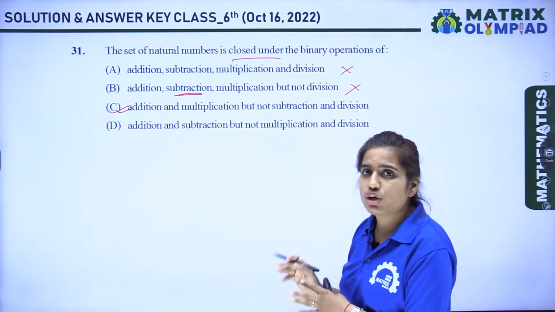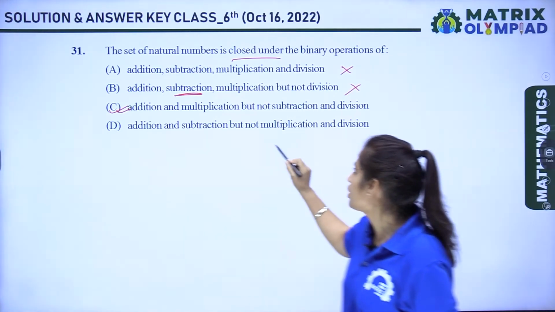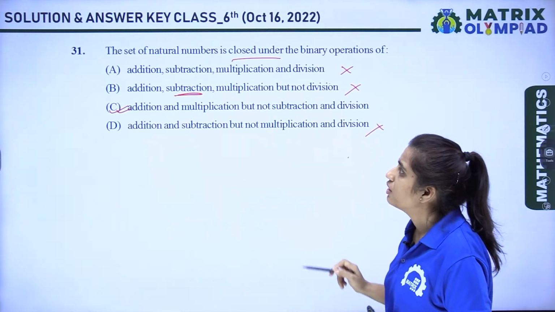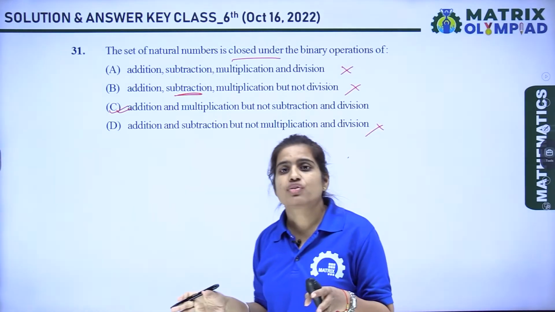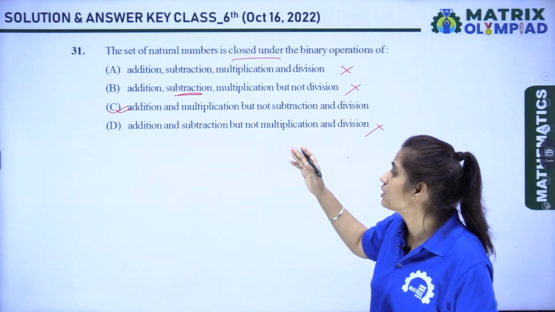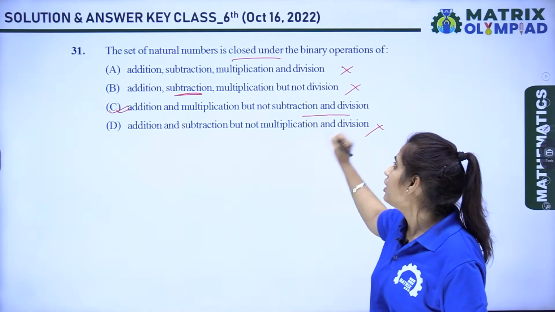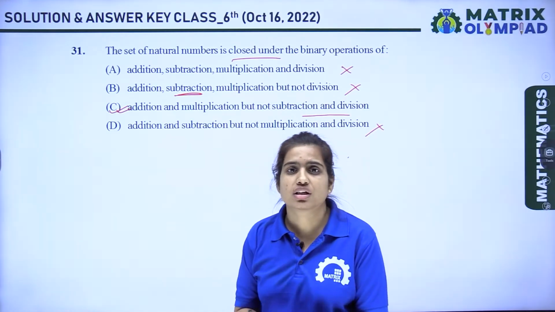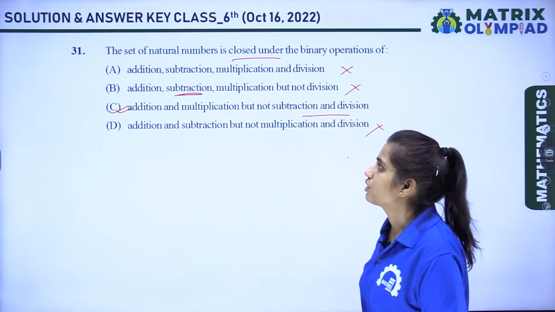So the correct answer is option C, but let's check option D also: addition and subtraction but not multiplication and division. The last option is incorrect, as addition and multiplication satisfy the set of natural numbers being closed under the binary operation, but subtraction and division sometimes do not satisfy the given conditions. So here option C is best for the given question.